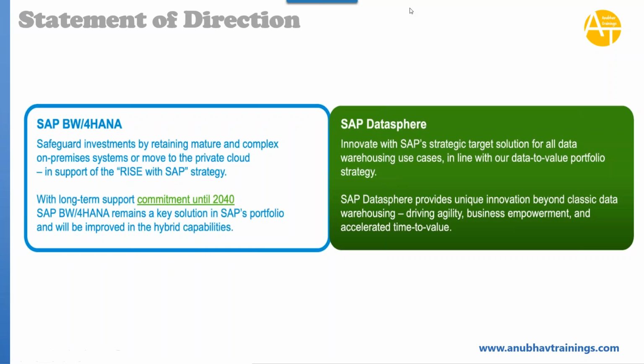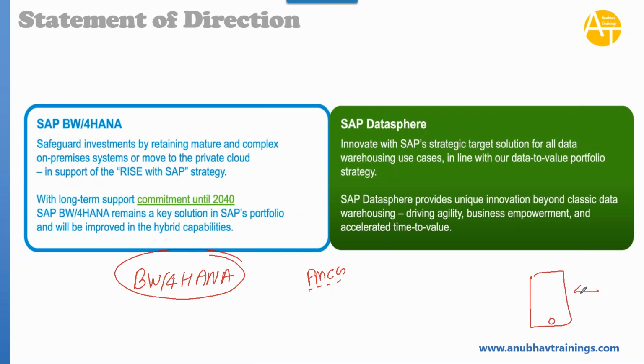So what is the data to value portfolio strategy? Let's say you are a manufacturing company and you are manufacturing FMCG products, fast moving consumer goods. So you have massive data in your BW for HANA system. This is where you have all your data. Now there's a requirement to build a customer mobile application, which your customers will be using, and show the customers the ratings of different products you are offering in your company. So this will be a public mobile app, and this information is not very private. You want to offer this information in the public domain.